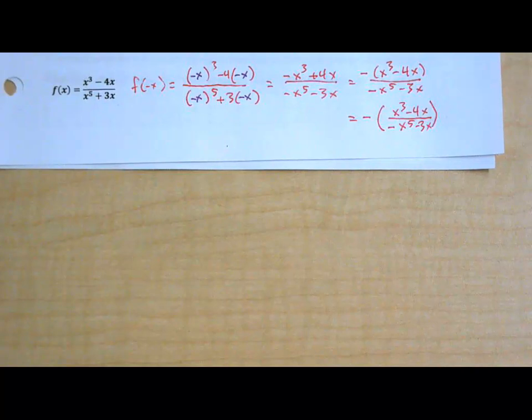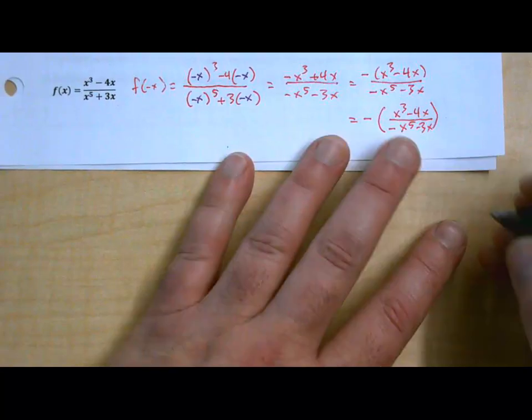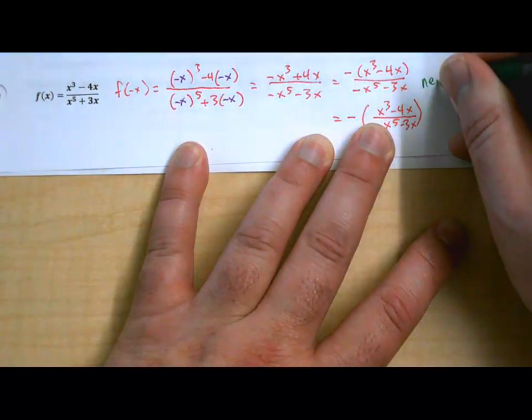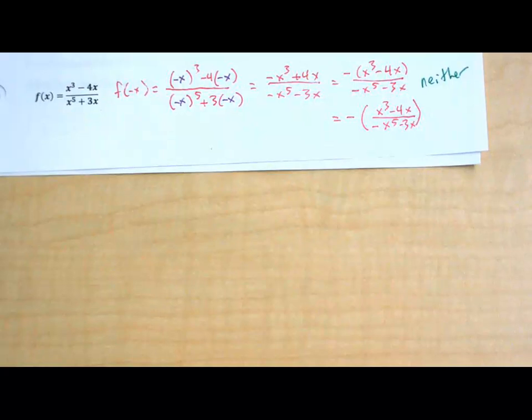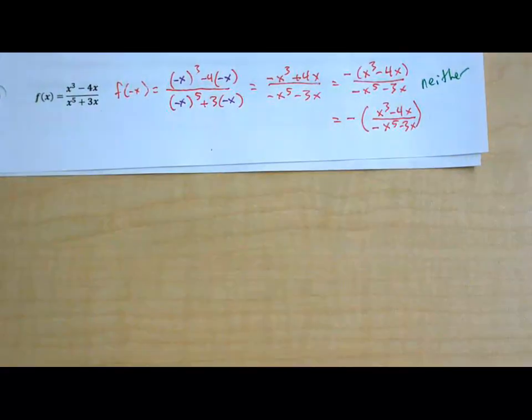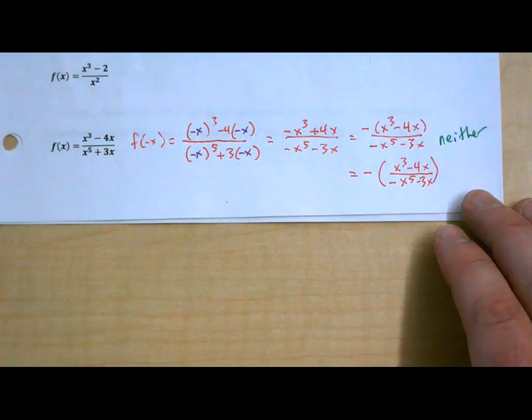So clearly it did not match the original, but when we factored a negative out, does that now match the original? It does not. So it's not even, it's not odd. This one is just a regular old function. All right. Make sure you're showing me your steps on these, please.